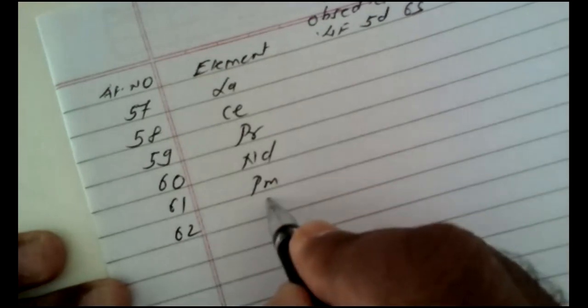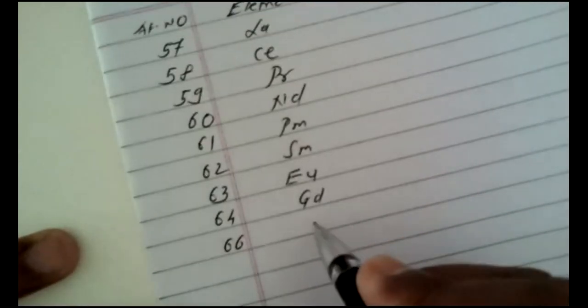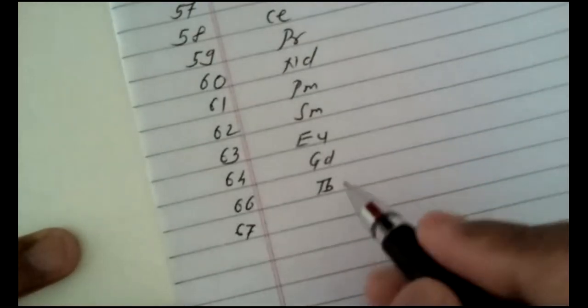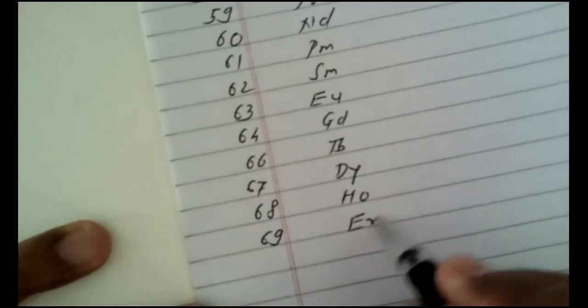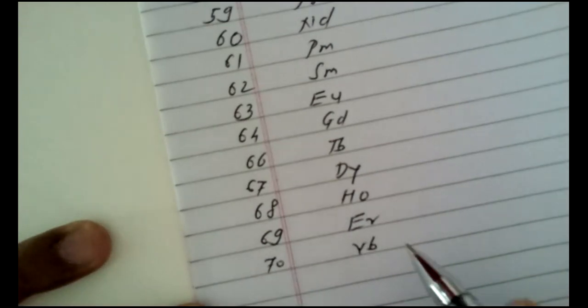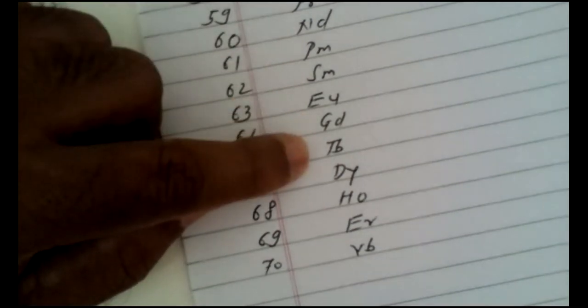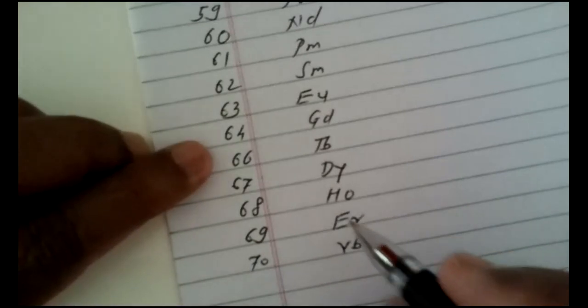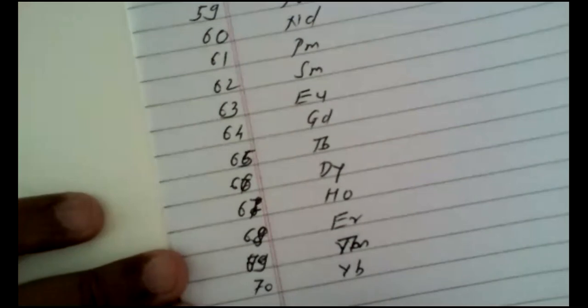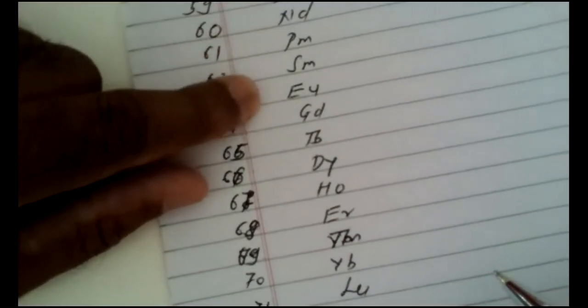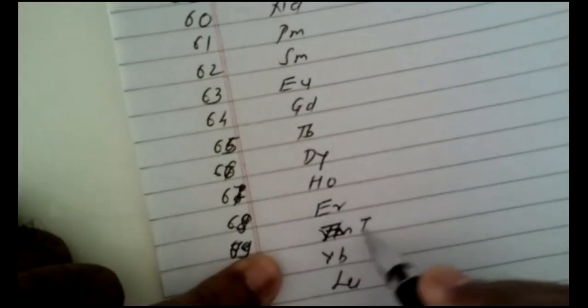promethium, 62, samarium, 63, europium, 64, gadolinium, 65, terbium, 66, dysprosium, 67, holmium, 68, erbium, 69, thulium, and atom number 70 is ytterbium, and 71 is lutetium. So La, Ce, Pr, Nd, Pm, Sm, Eu, Gd, Tb, Dy, Ho, Er, Tm, Yb, and Lu. So this series constitutes 15 members.